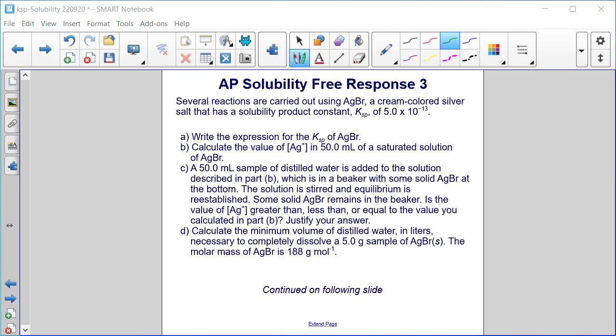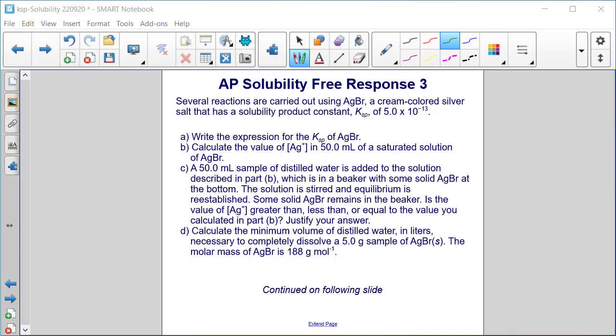AP solubility free response 3. Several reactions are carried out using silver bromide, a cream-colored silver salt that has a solubility product constant, Ksp, of 5.0 times 10 to the minus 13. A, write the expression for the Ksp of silver bromide. B, calculate the value of silver ion concentration in 50 milliliters of a saturated solution of AgBr.